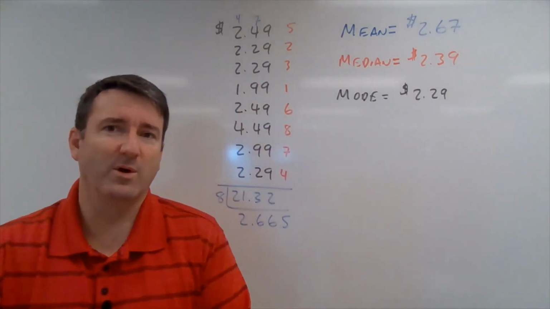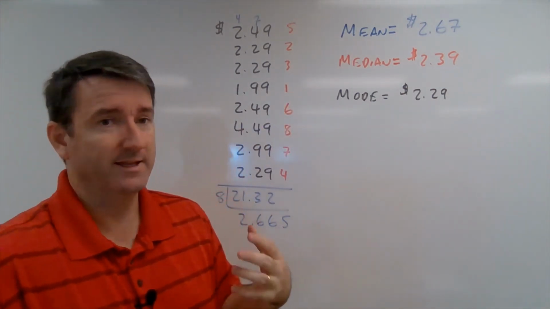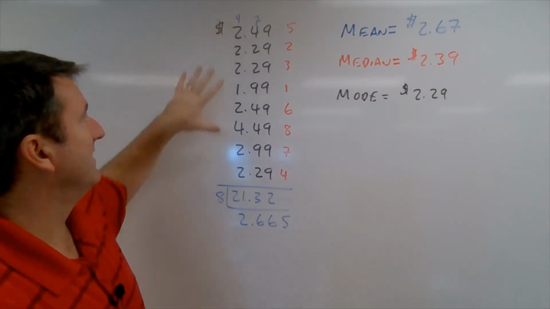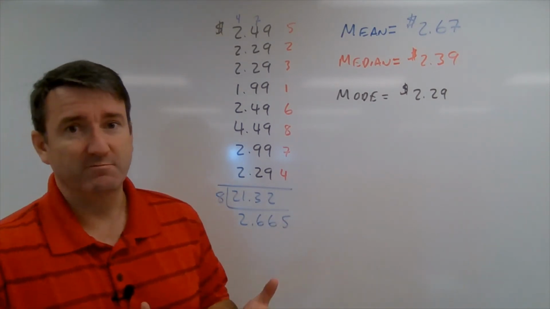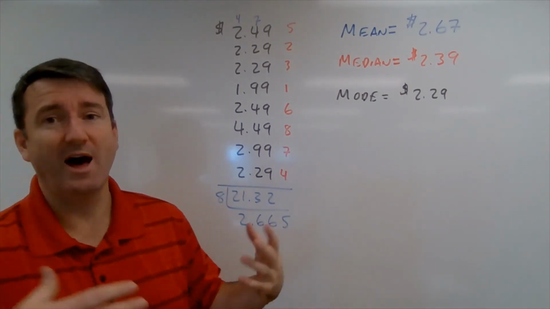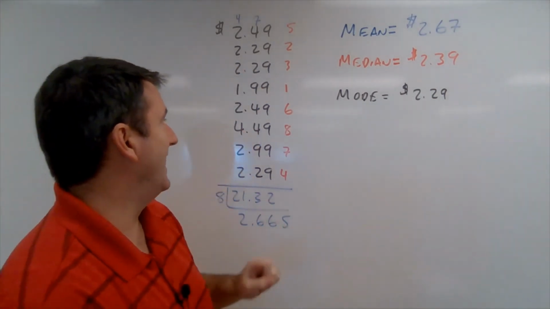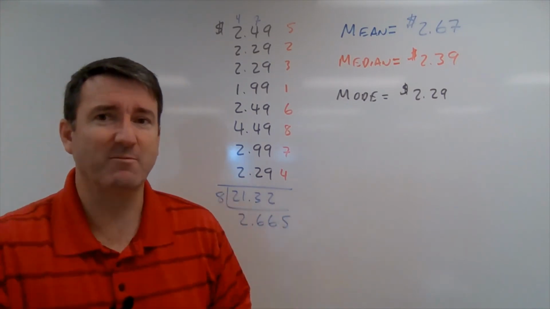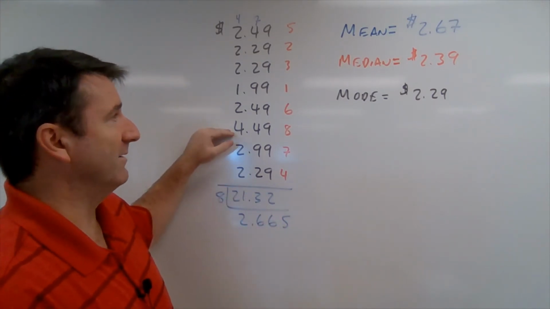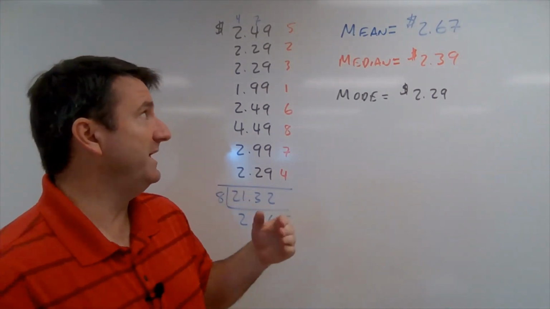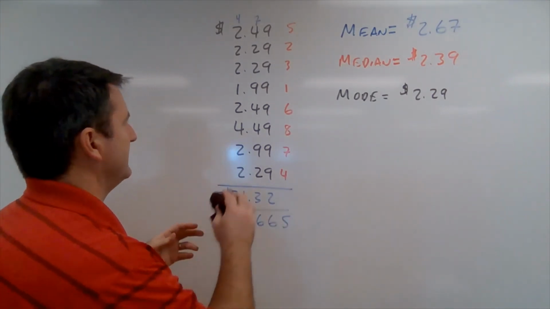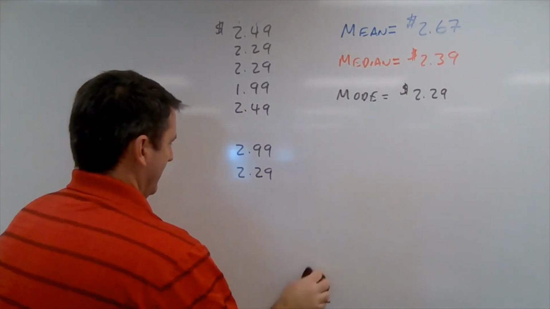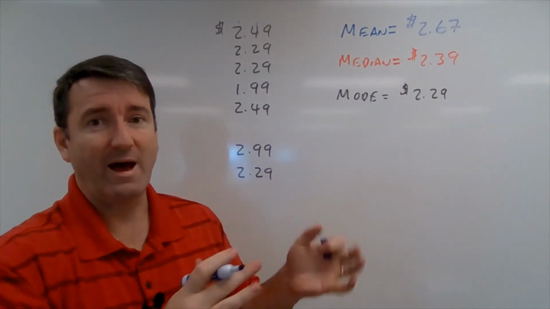All right, now we're asked if there is an outlier in this data set. And there does appear to be. This $4.49 is much more expensive than the typical price of milk. In fact, it's about $2 more expensive, almost twice as expensive as milk in some of these other stores. So the second part of the question asks us to remove that outlier and see what the mean and median would be without the outlier. So let's remove this outlier and then recalculate the mean and median without that outlier.